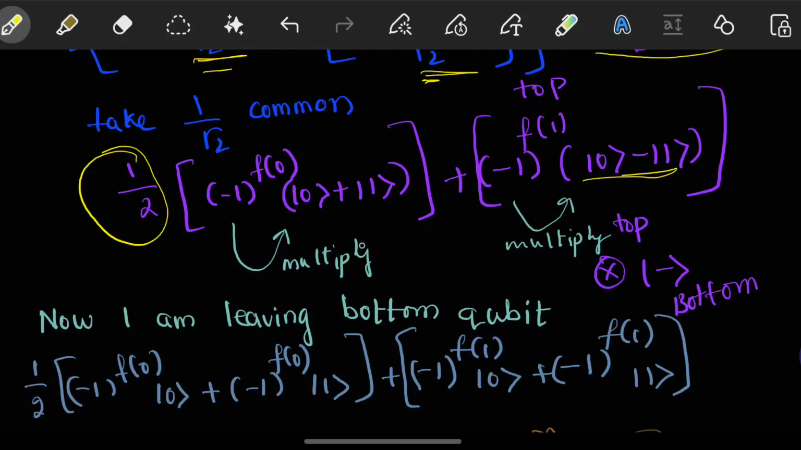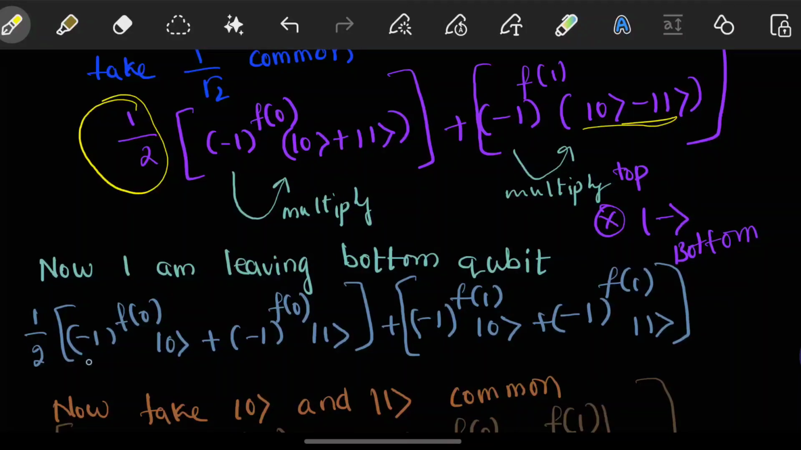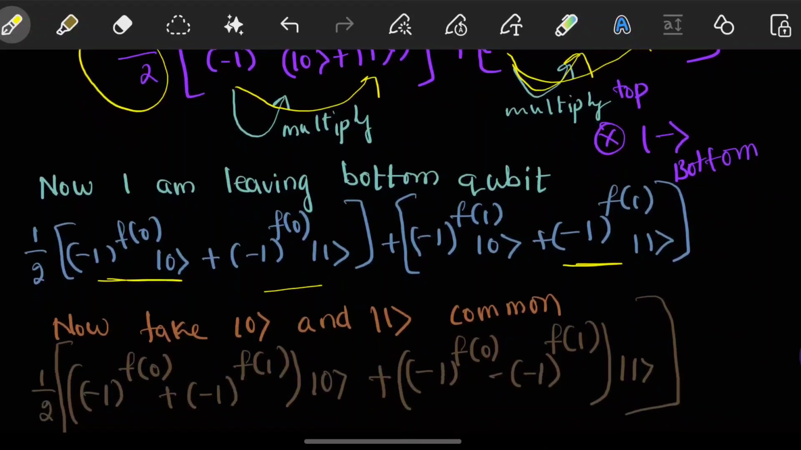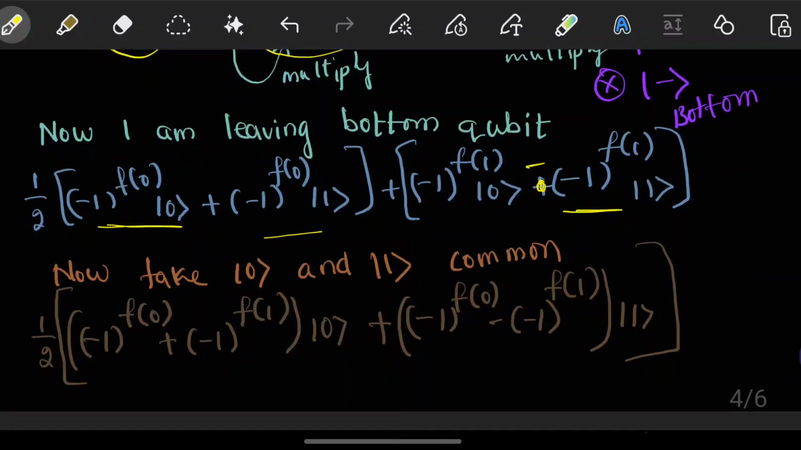Now you try to multiply these equations. If you multiply them, minus 1 to the f of 0 and minus 1 to the f of 1. Here if you look, minus 1 to the f of 0, minus 1 to the f of 1. So you will end up getting this particular equation. I think here you will get a minus. So I think until this part it is clear, right?